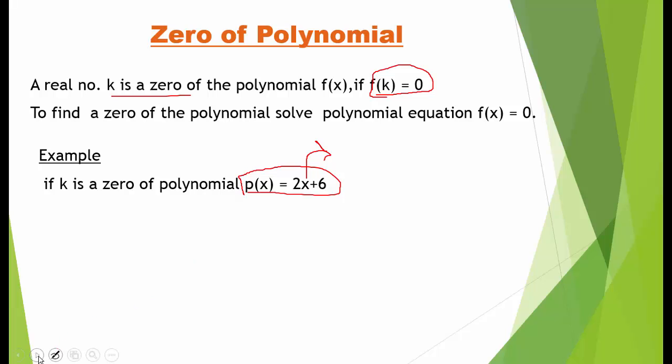So replace x with k and put equals 0. Now this will become 2k plus 6 equals 0, and k will be minus 3.